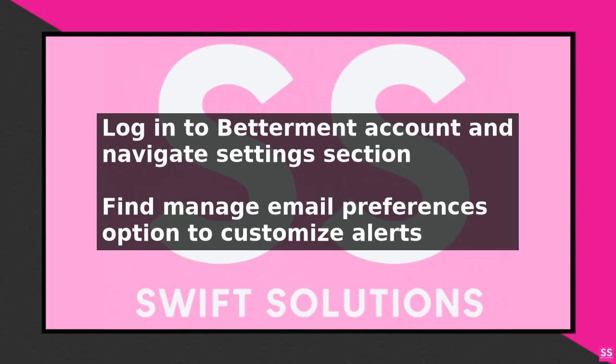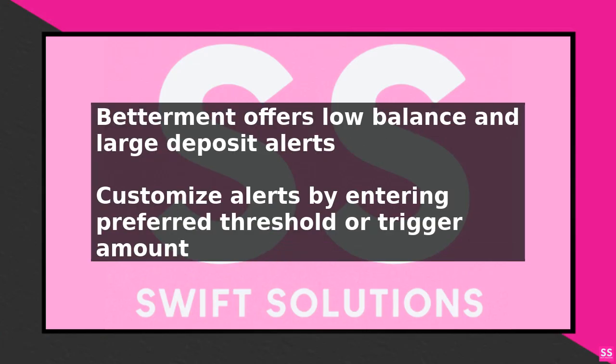Betterment offers a range of email alerts including low balance alerts, large deposit or withdrawal alerts, and portfolio rebalancing alerts. To set up an email alert, simply click on the alert you are interested in and enter your preferred threshold or trigger amount. For example, if you want to receive an email alert when your account balance falls below a certain amount, enter this amount in the low balance alert field. You can also customize the frequency of your email alerts, choosing to receive them daily, weekly, or monthly.